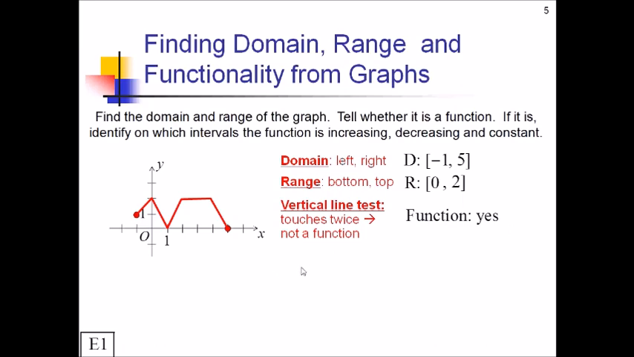Now, the other thing they wanted, if it is a function, they want to tell where the function is increasing, decreasing, and constant. So increasing, if you weren't sure, means that as you move to the right, the graph is going up, and that's important. We're always talking about as we move from left to right on this. So think about slope. If you call slope positive or negative, we're talking about as we go from left to right.